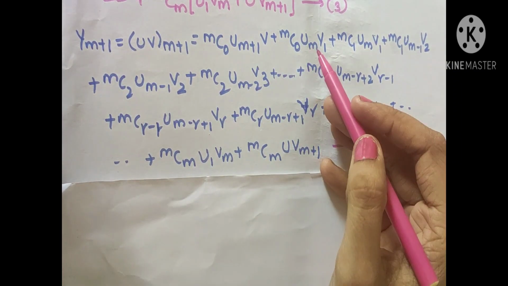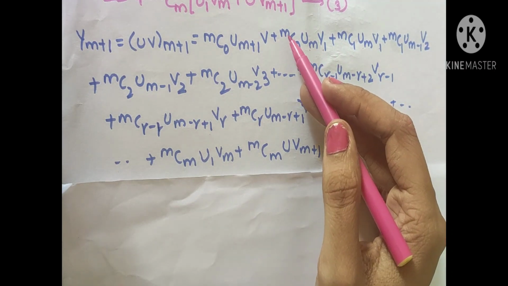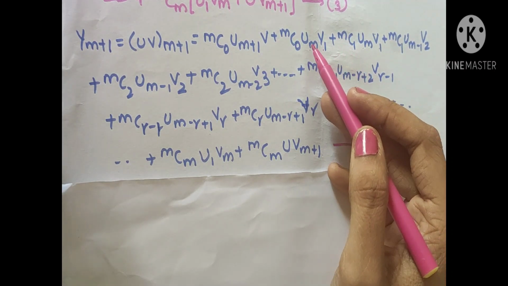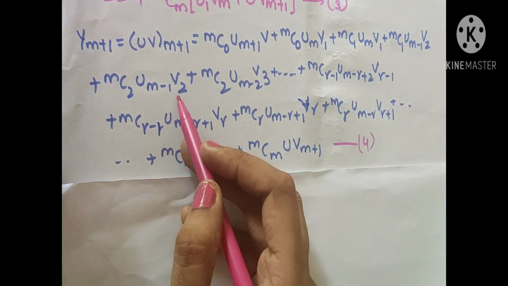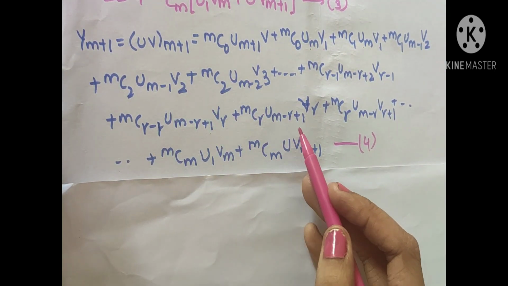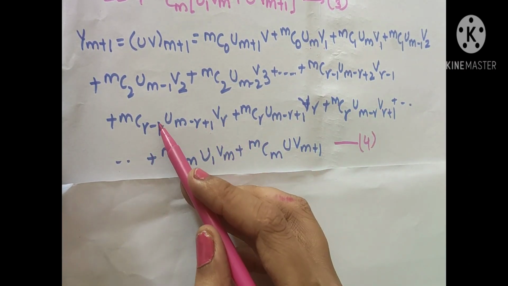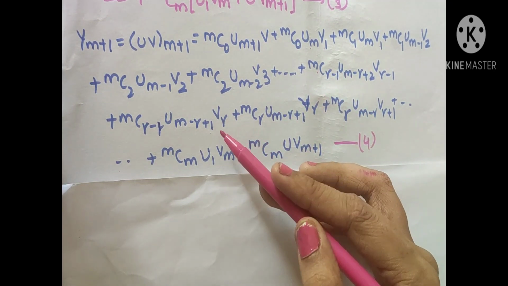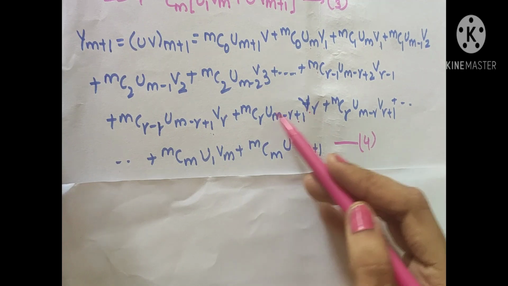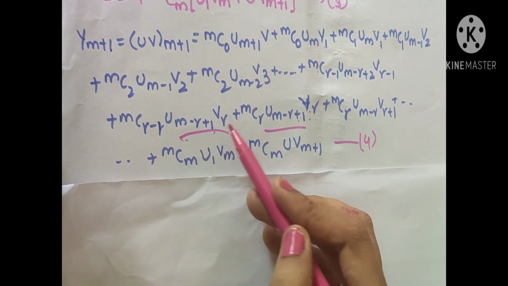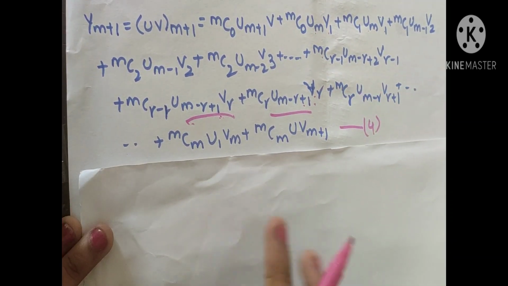Now you can see there is a common term u v1, so I can take mC0 plus mC1 by taking u^m v1 common. Here u^(m-1) v2, u^(m-1) v2. Similarly, u^(m-r+1) vr, there is a common term here. So just take the common terms and see what you are getting.